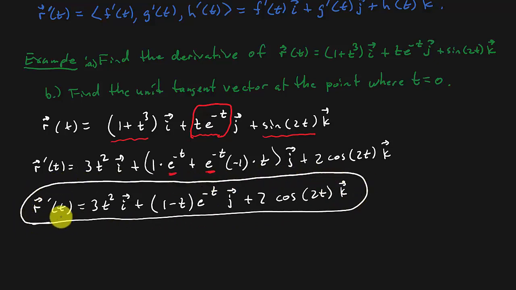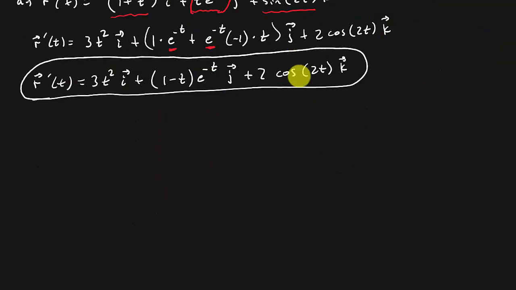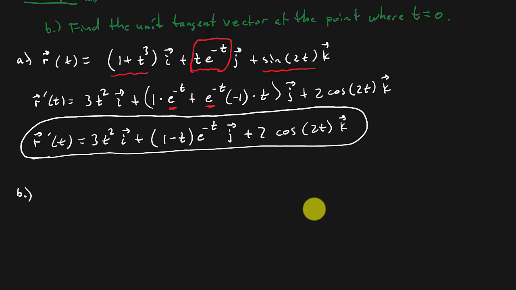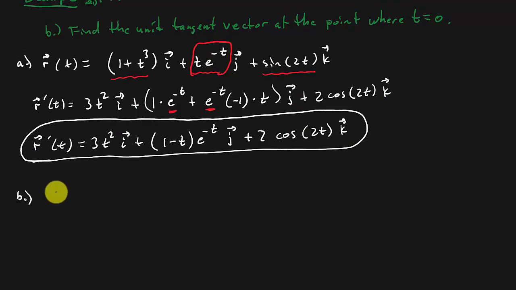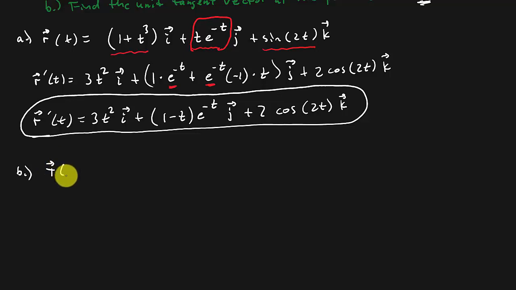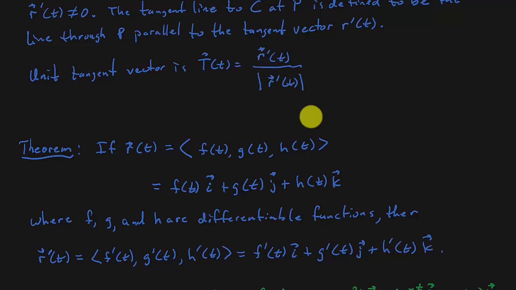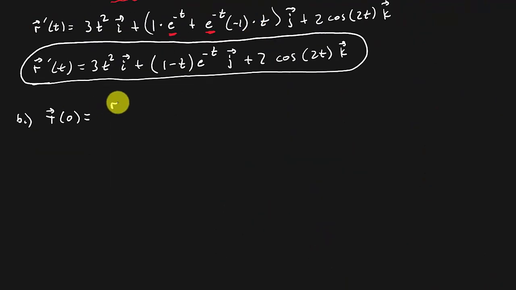All right, so now this is part A, and for part B they want us to find the unit tangent vector at t equal to 0. So we're looking for T of 0, which by the formula right here is r prime of 0 over the magnitude of r prime of 0. So let's find r prime of 0 and the magnitude of r prime of 0.